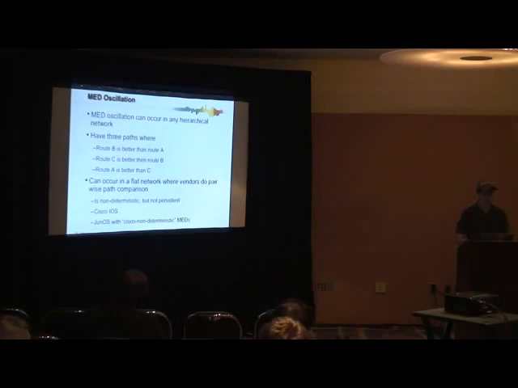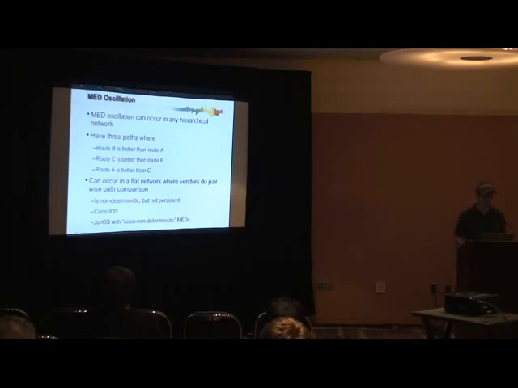So the other thing I referenced in the first half was this MED oscillation issue. I talked about how on Cisco routers it only does a pairwise comparison of the paths, and you can have a bit of a race condition and end up with non-deterministic behavior. And I said I would talk about that with respect to MED oscillation in a hierarchical network where it's much worse, where you get this persistent loop.